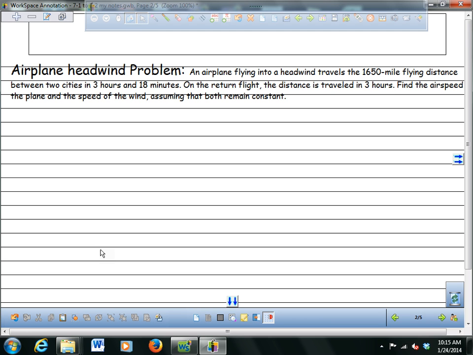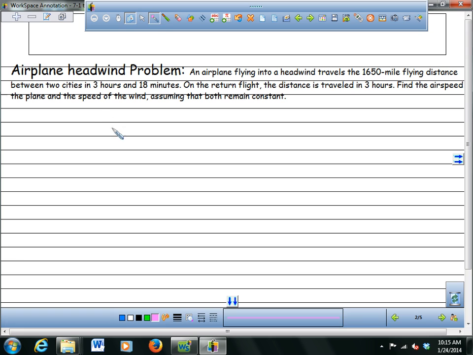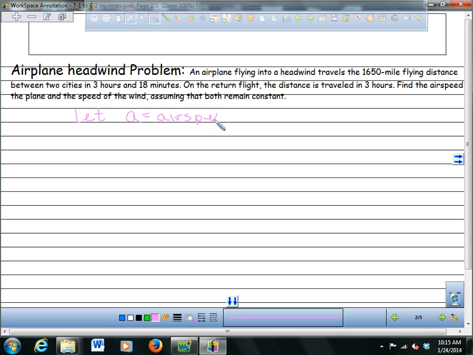Okay, so with a problem like this, you want to set up variables. So I would just let A equal the airspeed of the plane, because that's what you're trying to find, and let W be the wind speed.